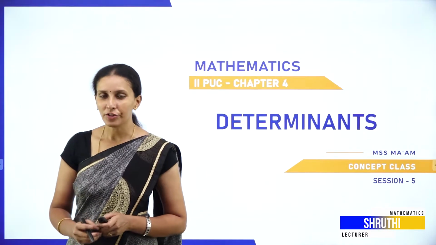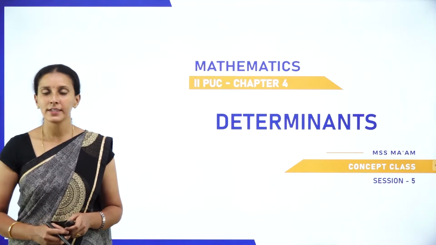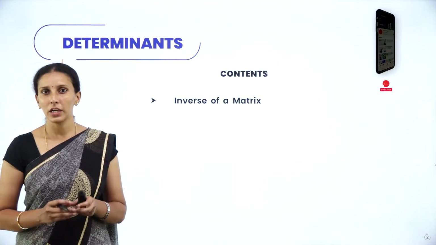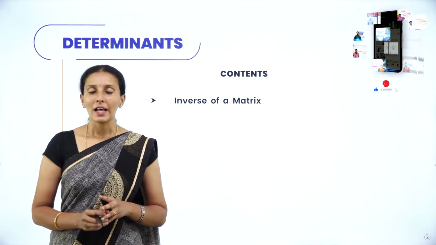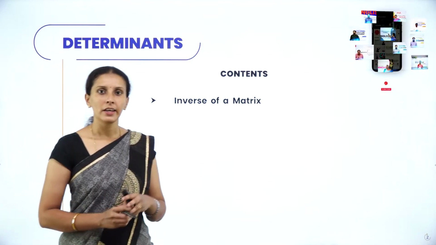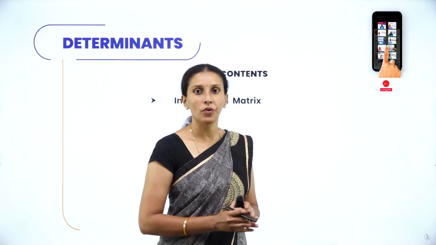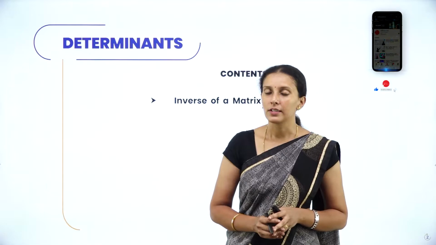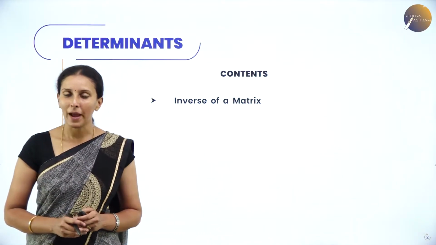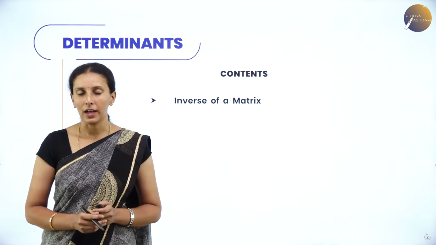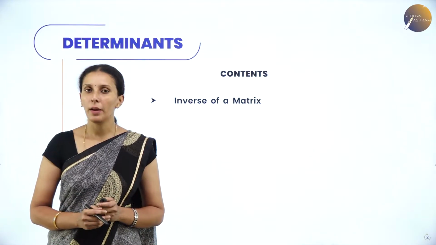We are in the session 5 of the chapter Determinants, and in this session we are going to learn about the inverse of a matrices. So as we already learned, inverse of a matrix exists only for square matrices. So now here we are going to find the inverse of a matrix with the help of a formula. That is how to find out inverse of a matrix.